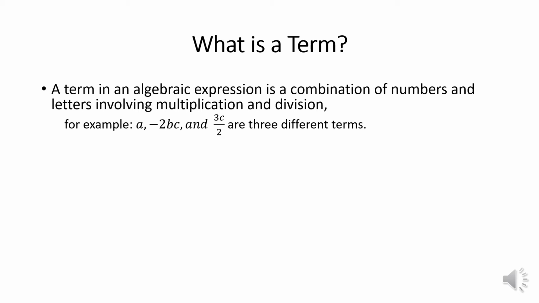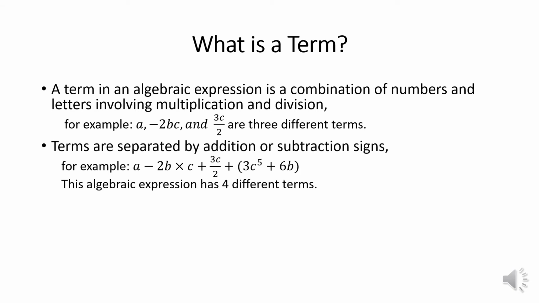It can also be a term where we have 3 and c associated with multiplication, and then also related to the 2 there through division. So we call that a term. Terms are separated by addition or subtraction signs in an algebraic expression.